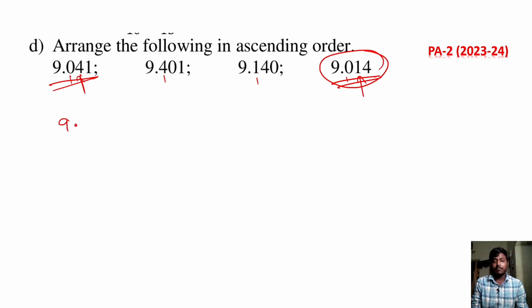So write down 9.014. Then 9.041, after that 9.140, then 9.401.